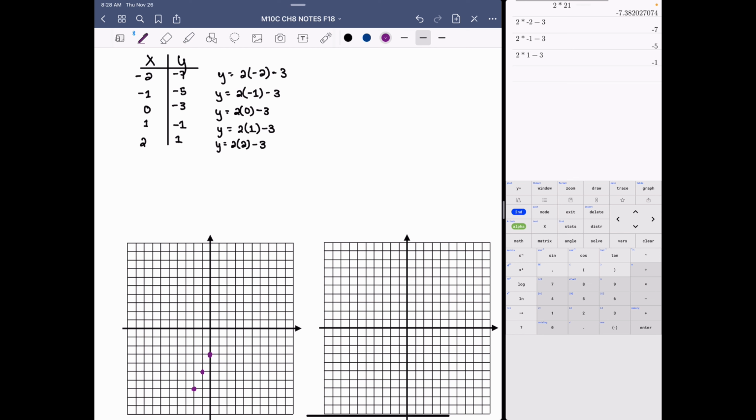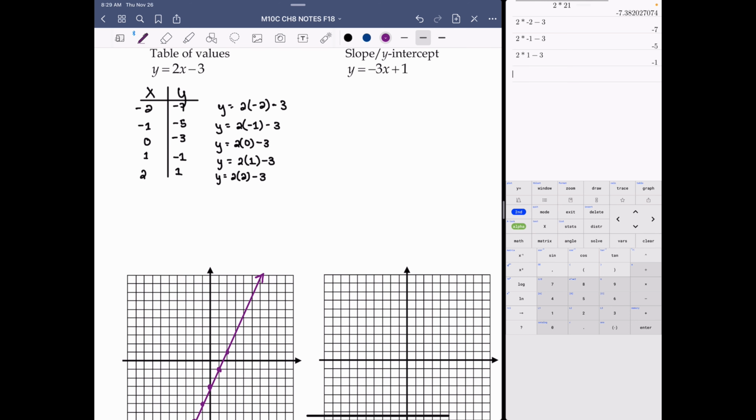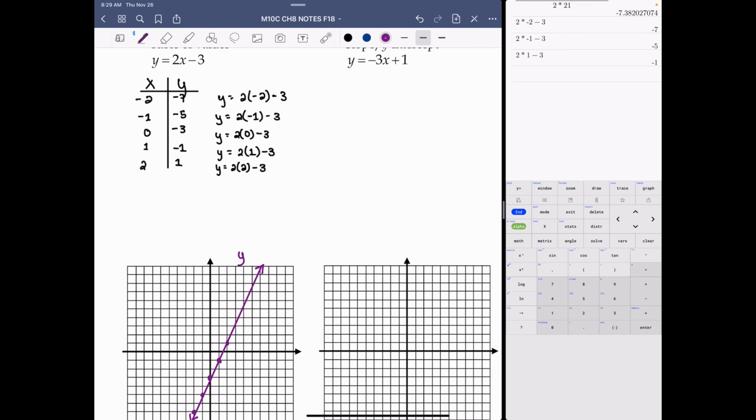Then positive 1, negative 1. x is 1, so to the right 1, and then down 1. And then x is 2, and y is 1, so right 2 and up 1. Then we can join our points together with a line. And that is the graph of y equals 2x minus 3.